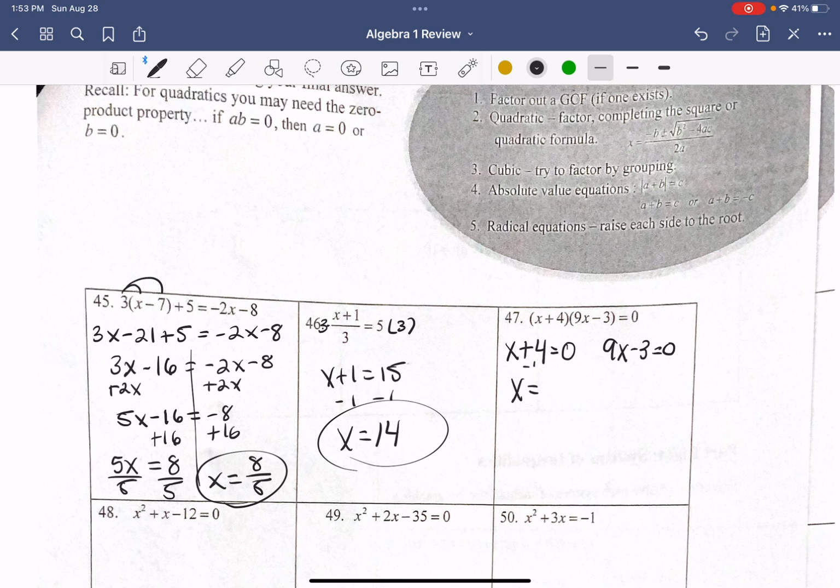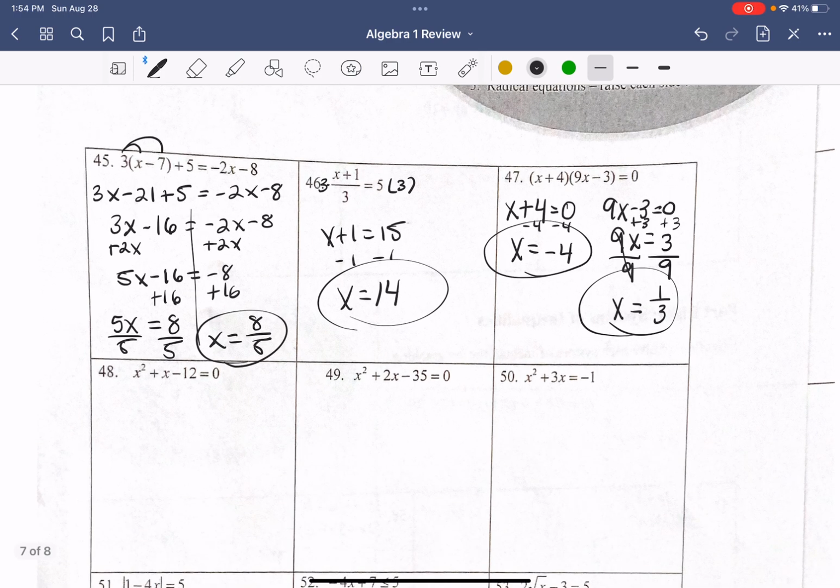If I subtract 4 from both sides, I get x equals negative 4 as one of my solutions, and then 9x, add 3 to both sides, 9x equals 3. This one, I think we might have some problems with people rushing because when you divide by 9, remember that the 3 is on top. This is 3/9, the fraction. So this actually is going to convert to 1/3. This does not turn into 3. It's not 9 divided by 3, it's 3 divided by 9.